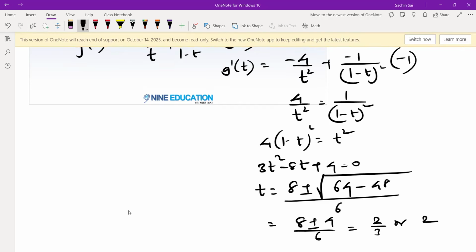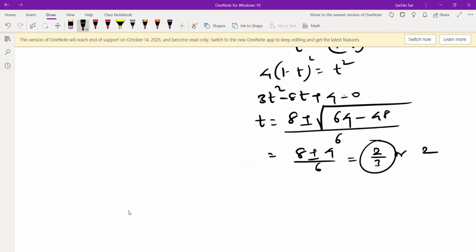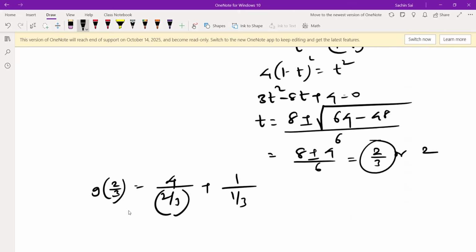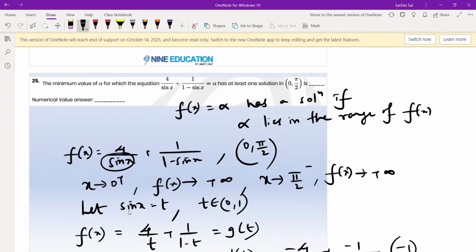But remember, t should lie in the interval 0 to 1. That is because t is sin x and x lies between 0 to pi by 2. So that means the minimum value you will get at 2 by 3, right? So g of 2 by 3 is 4 by 2 by 3 plus 1 by 1 by 3, right? So this will be 6 plus 3, 9, right? So the minimum value of the function is 9, right? So what is the minimum value of alpha? That should also be 9, right?